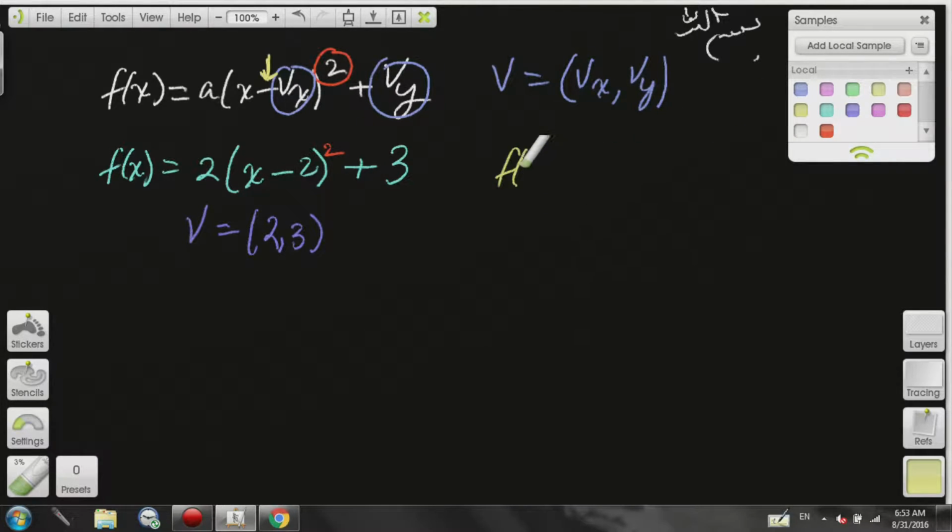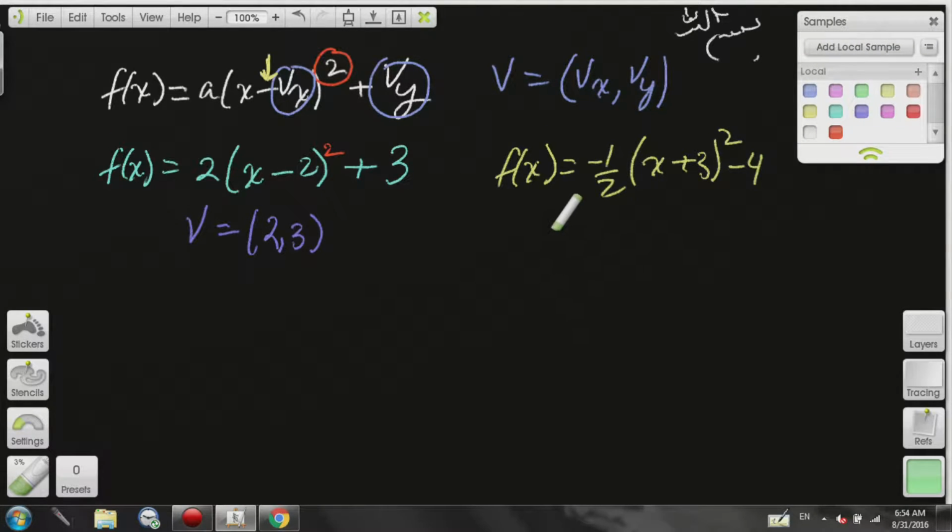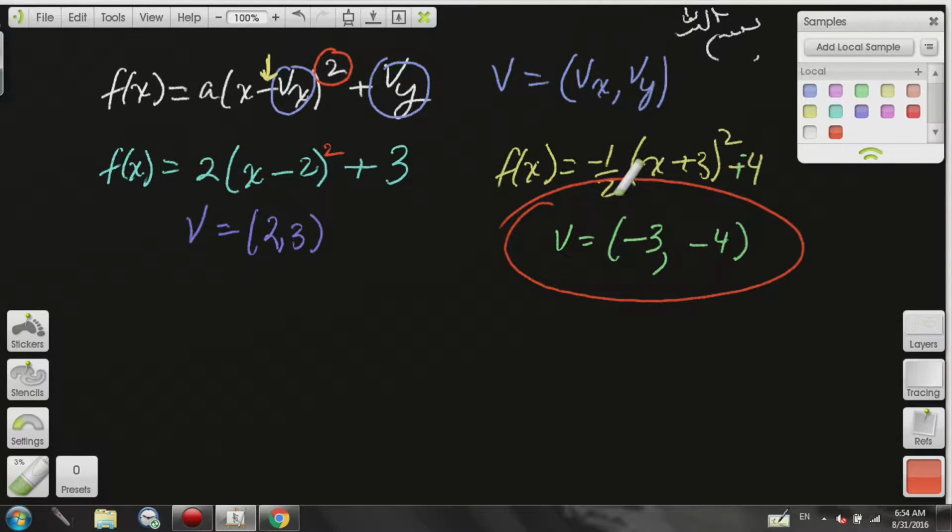Here's another example. F of x equals minus 1/2 times (x plus 3) squared minus 4. What's the vertex here? The vertex here, okay, is going to be, see, x minus is negative over here. So it's going to be negative 3 and negative 4, right? Because there's a plus there. So the first thing is you have to be able to identify the vertex given the function, okay?